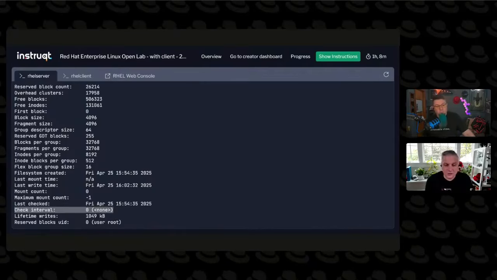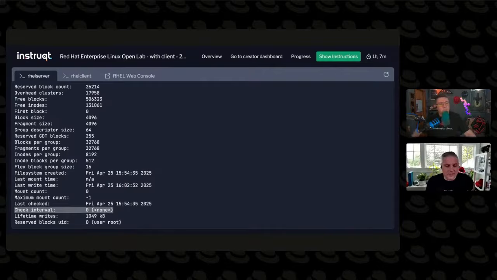It used to be that when you created an ext2, 3, or 4 file system, the check interval would be set between 20 and 40, just a random number between 20 and 40. And essentially what that would mean is, actually, I take that back. It was a number of days. And I don't remember what the default setting was.